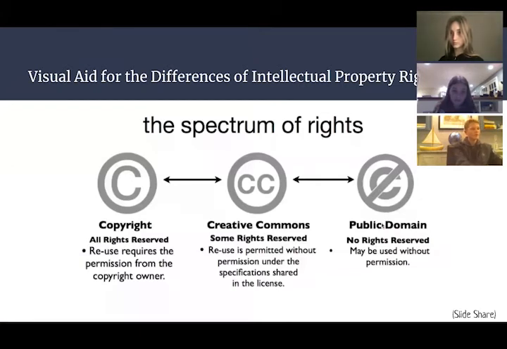This is a visual review for what I just talked about, explaining the rights of copyright, all rights reserved, and Creative Commons, some rights reserved, and then briefly going over public domain.